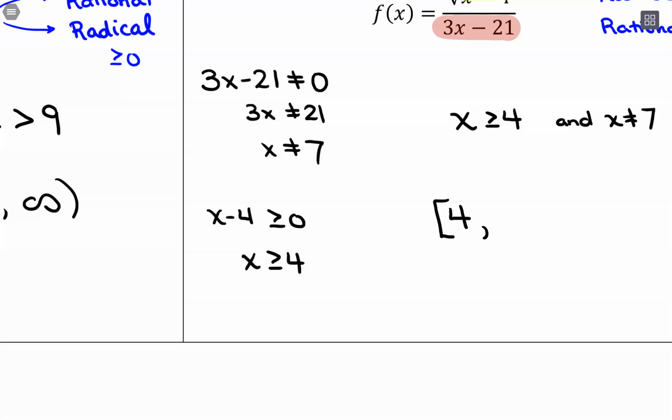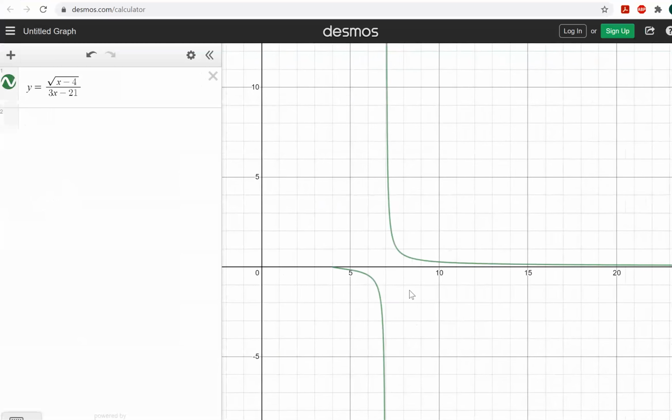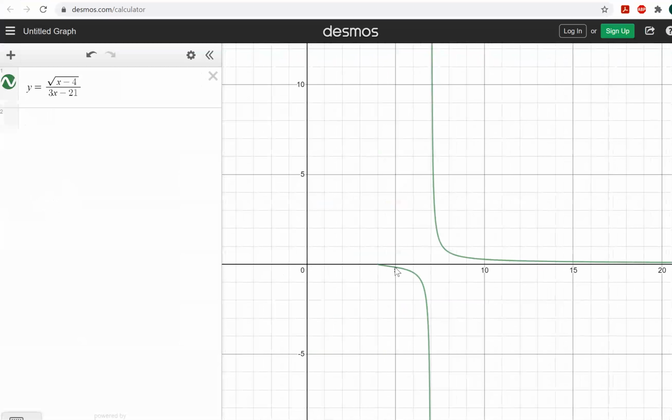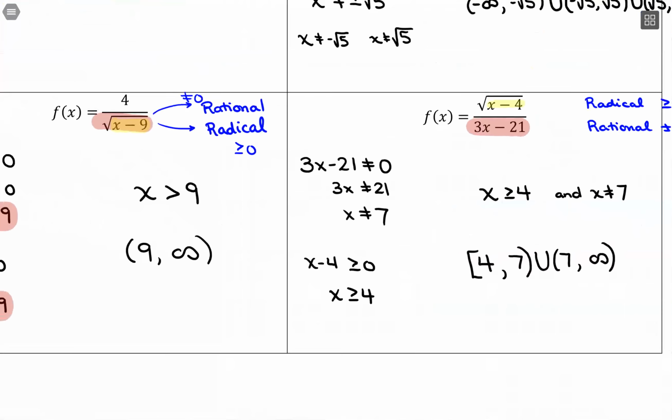So what that's going to look like for my domain is we'll start at 4 and go off to infinity, but I need to skip over 7. So we can have anything from 4 up to 7, but not including 7, and then from 7, but not including 7, all the way out to positive infinity. So let's take a look at this graph and see how that's coming through. You can see our function starts at 4, and then it's defined all the way up until this vertical asymptote at 7, where our function's not defined. But then as soon as we get to the right of 7, our function's defined again, and off to positive infinity.